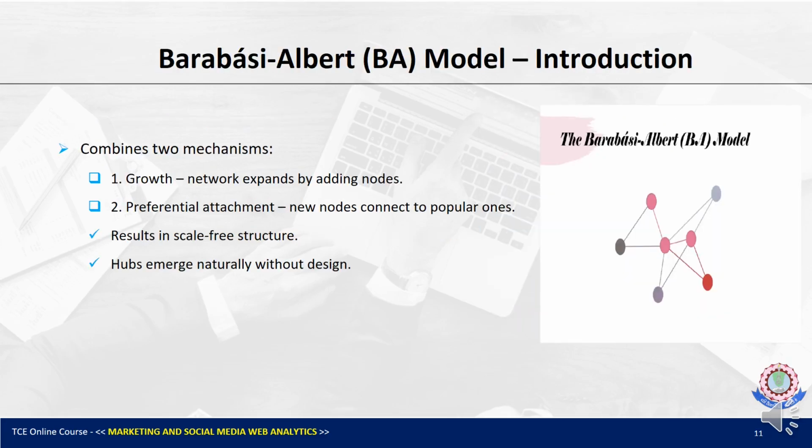Barabási-Albert model. In the BA model, there are two principles: one is growth, another is preferential attachment. Growth means new nodes join over time. Preferential attachment means new nodes connect to high-degree nodes. This combination naturally creates hubs and leads to a scale-free network.